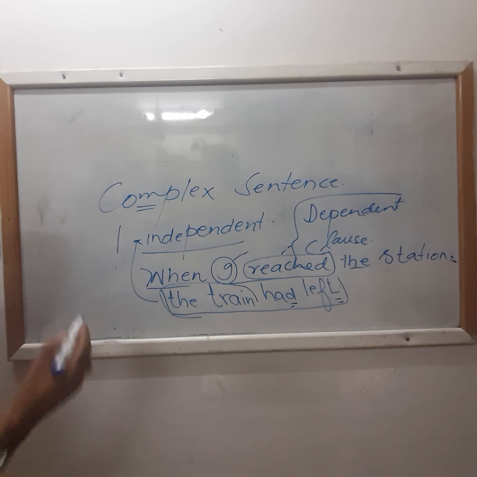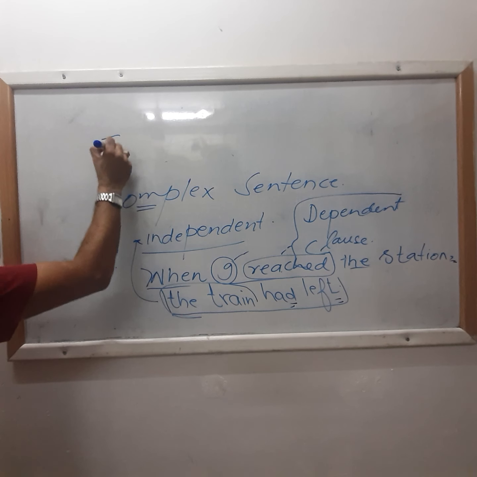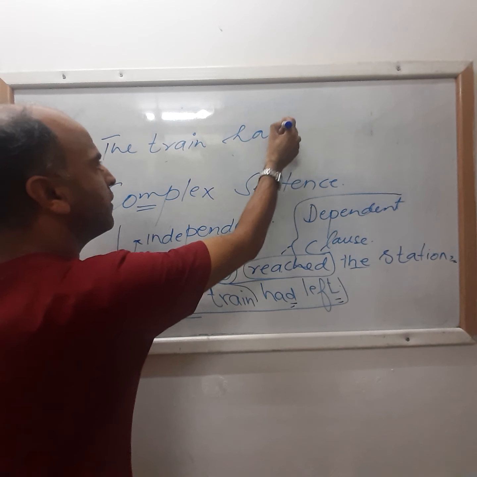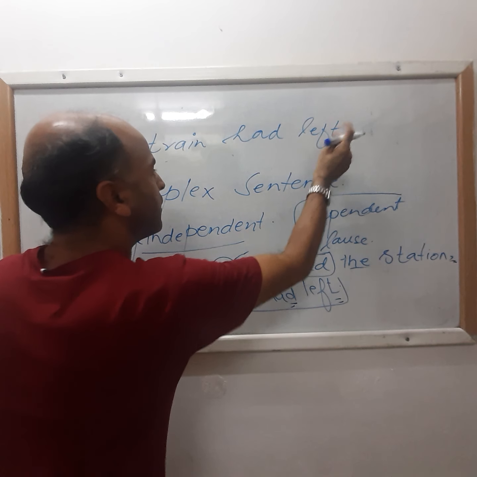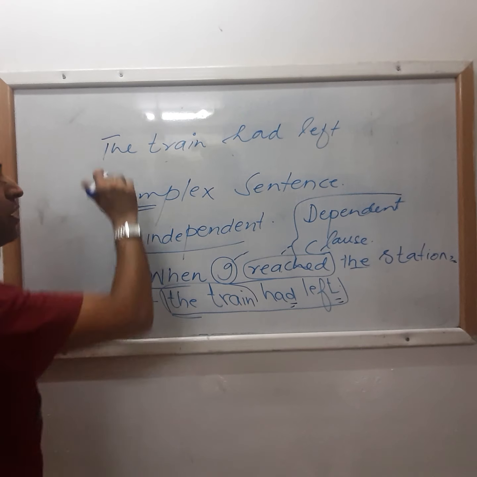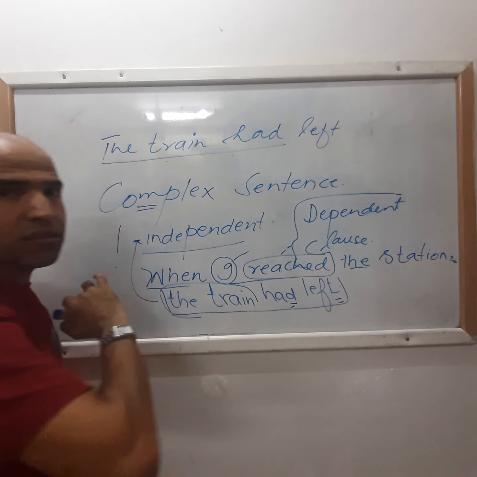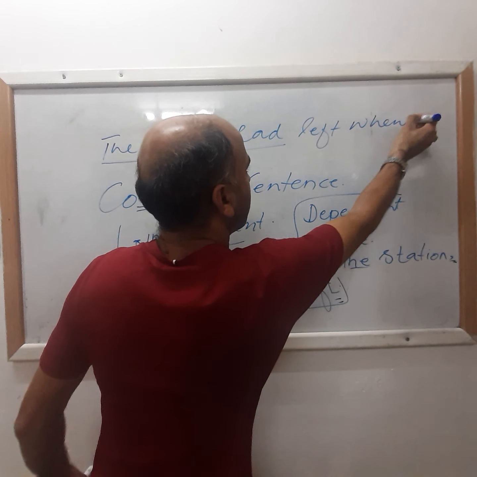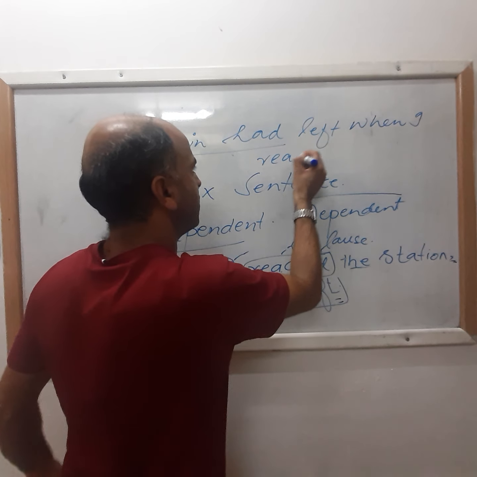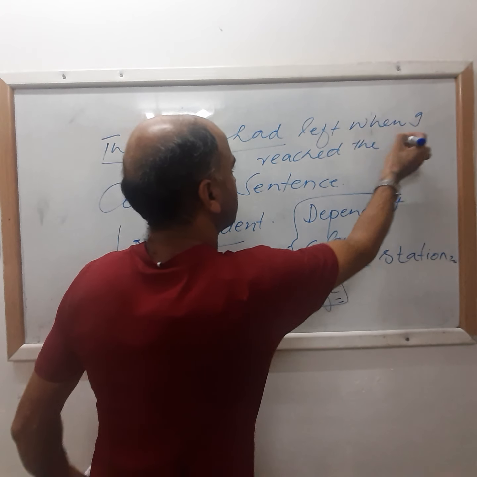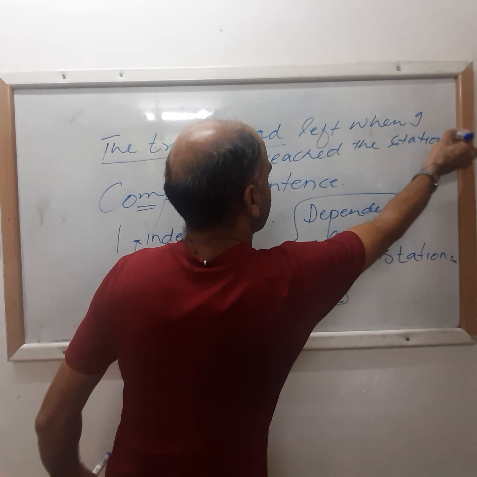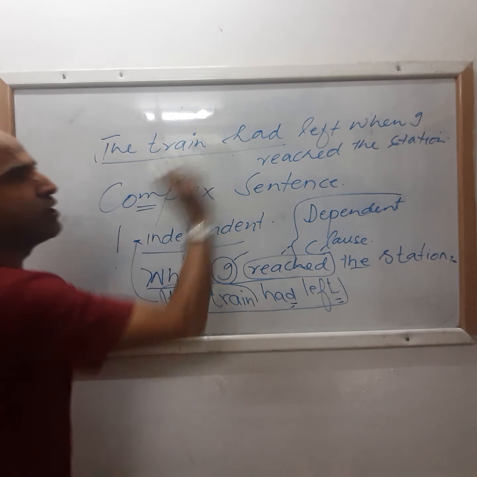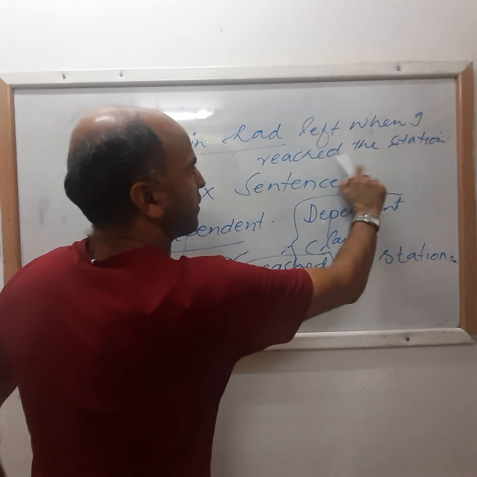Okay, so for example, let me write: the train had left. Now there is no comma. If your sentence starts with an independent clause, no need of a comma. When I reached the station, no need of a comma. So here your sentence starts with an independent clause, and this is your dependent clause.